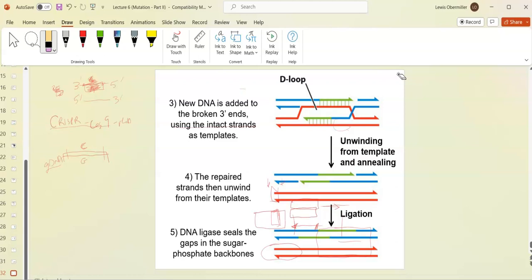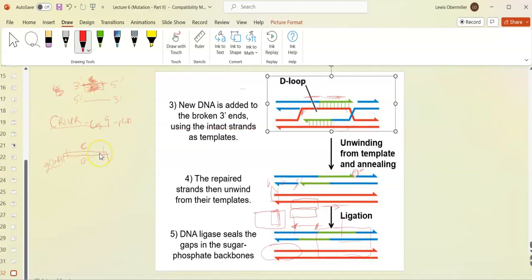So here's the D loop, the displacement loop, and we have this strand invading using this strand as a template, and then we get replication there, which is shown here in green. And then nothing else can do that, so you have to have a ligase to seal these backbones here. But this is a much better repair mechanism than the non-specific ends.